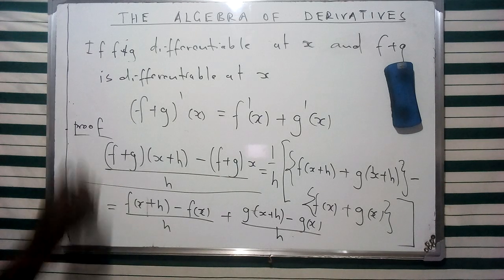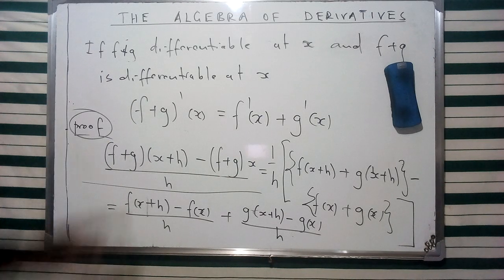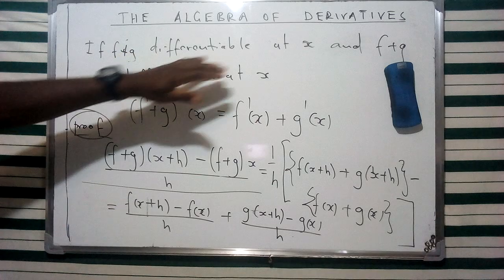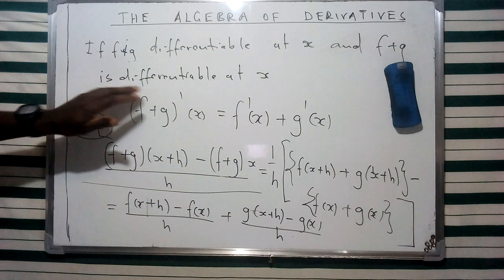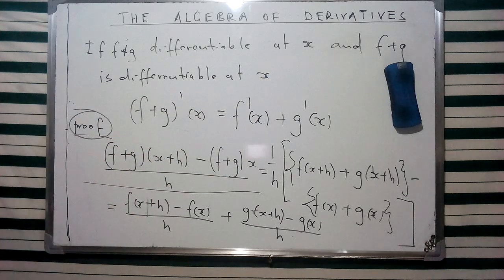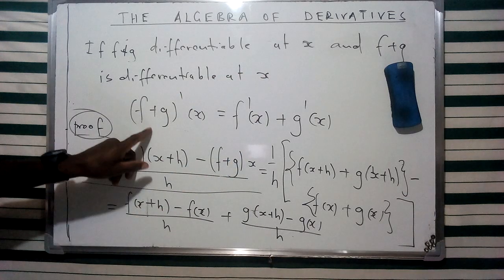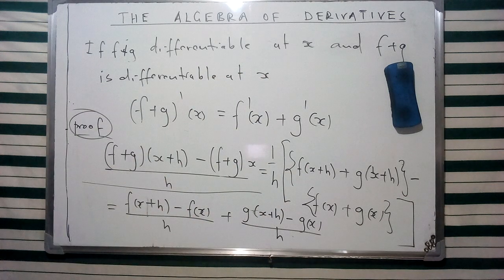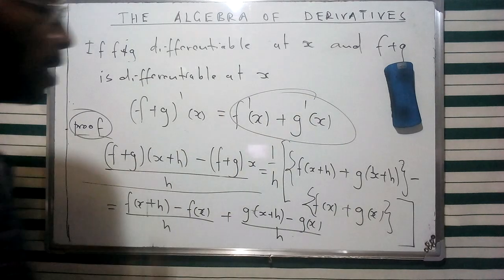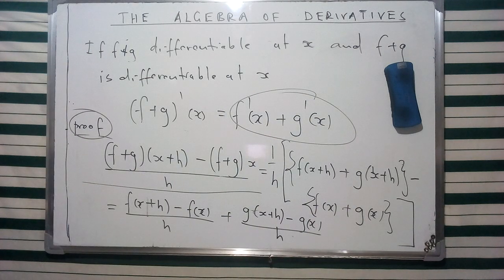So therefore, we can prove that if we have two functions, f and g, which are differentiable at x, the sum is also differentiable at x, and we represent its derivative as a sum of the derivatives of these two functions. So that is it for now.